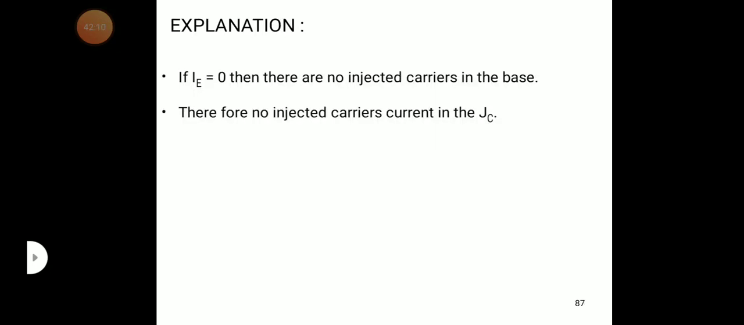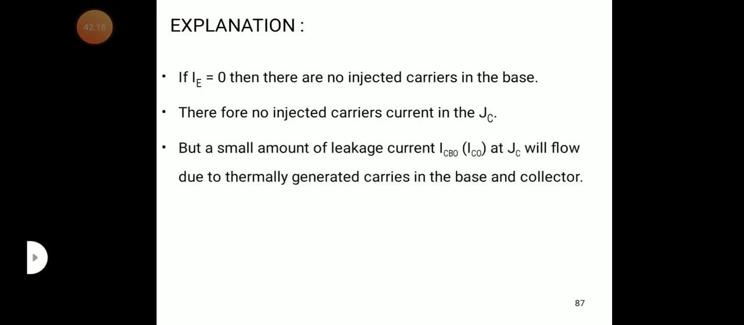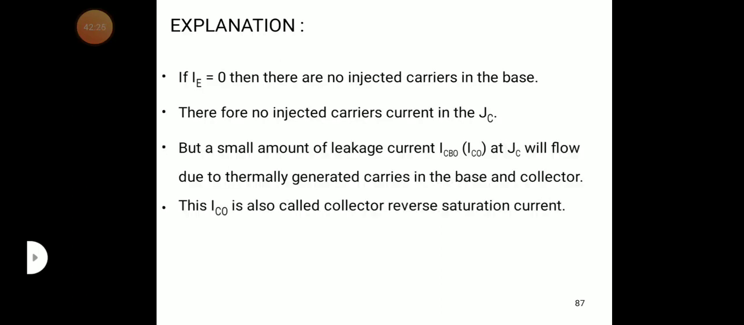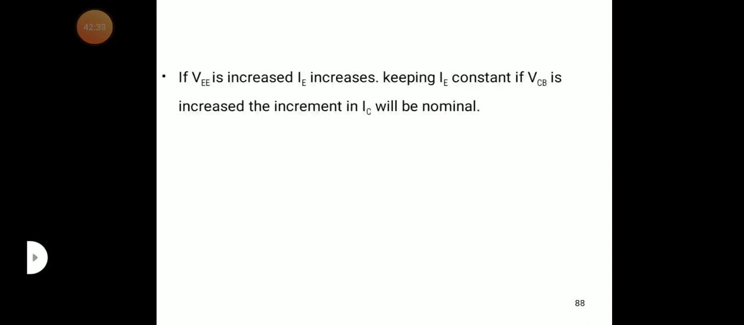When IE is 0, there are no injected carriers in the base. Therefore, there is no injected carrier current in the collector junction. But a small amount of leakage current, ICBO, at the collector junction will flow due to thermally generated carriers in the base and collector. Thus, ICO is also called the collector reverse saturation current.